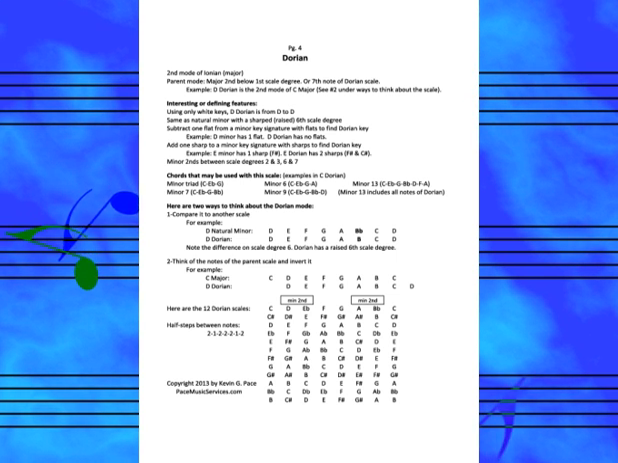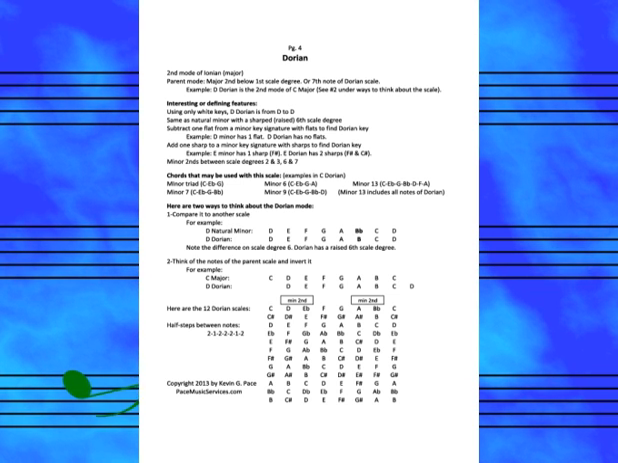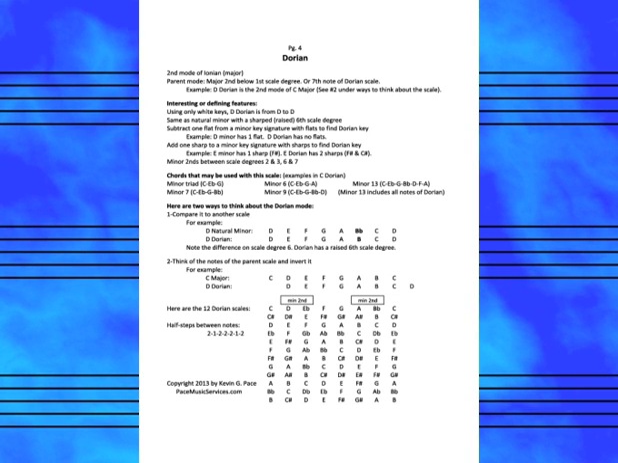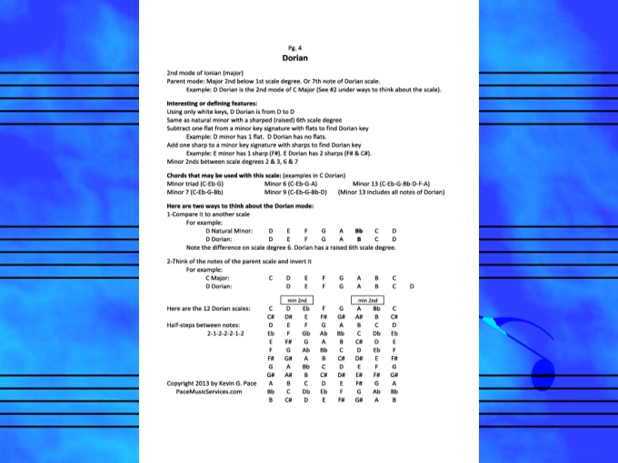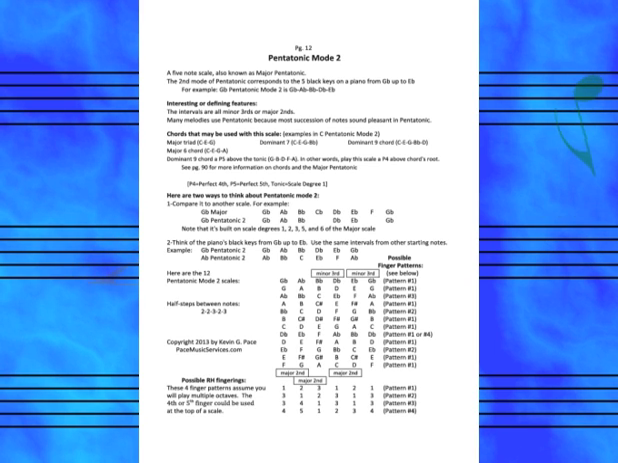1. Compare it to another scale. For example, the Dorian mode is the same as a natural minor scale, except the sixth scale degree is raised one half step. 2. Think of the notes of the parent scale and invert it. For example, C major uses the notes C, D, E, F, G, A, B, C. D Dorian uses the same exact notes, except it starts on the second scale degree: D, E, F, G, A, B, C, D. Let's take one more example.